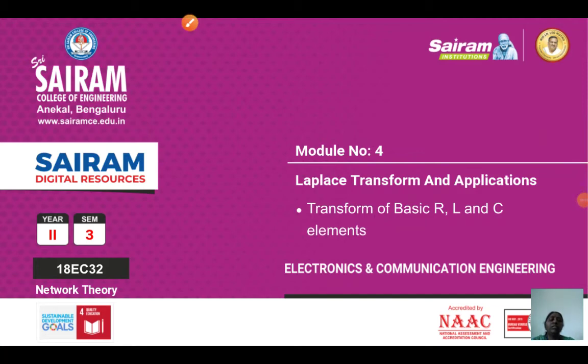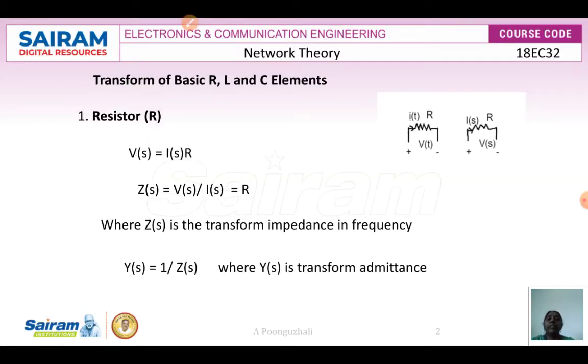So good morning students. Now we'll see the last topic under your module 4, that is transform of basic R, L and C elements. So here we are going to have your resistance R, where a resistance R is going to be represented by this symbol. The current through the resistance is going to be I of t and the voltage across the resistance is going to be V of t.